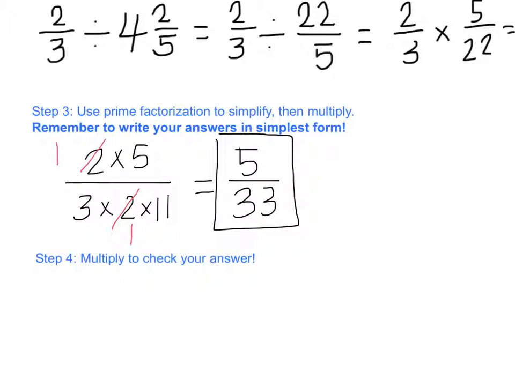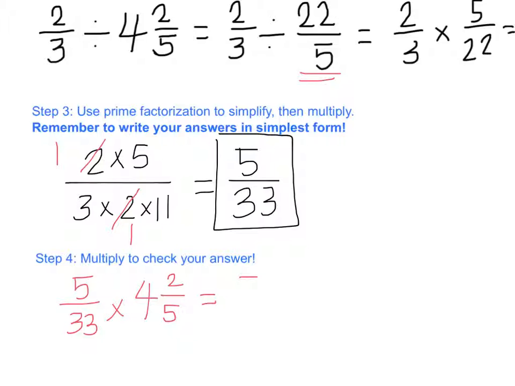Are we finished? No. What's step 4? Multiply to check your answer. Sawyer, what equation could we write to multiply to check our answer? 4 and 2 fifths. Okay. So I know in order to multiply a mixed number, Fayren, remind me again, what do I need to do to that mixed number? You have to convert the mixed number into an improper fraction. Okay, and we already did that up here. So we know that 4 and 2 fifths is the same as 22 fifths.